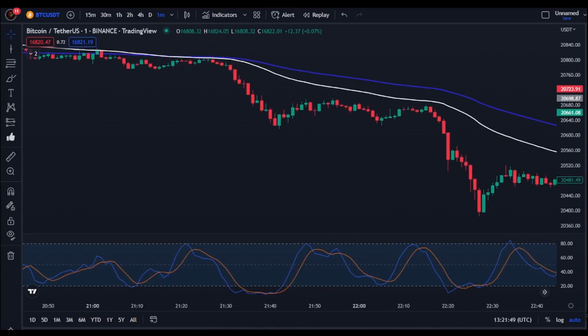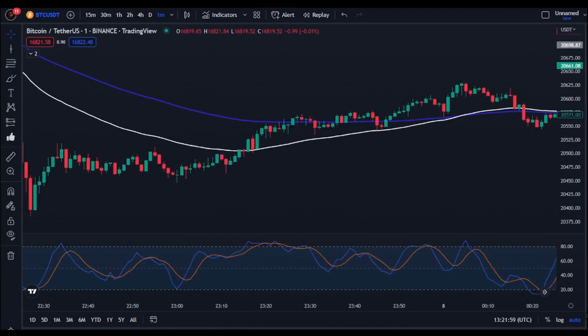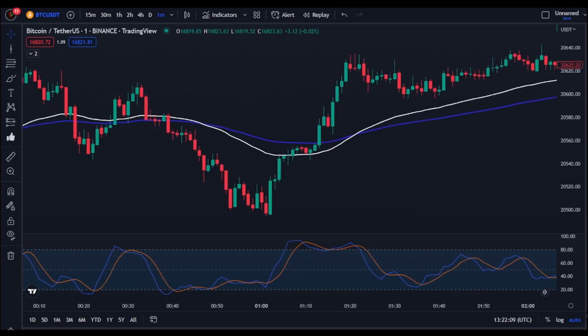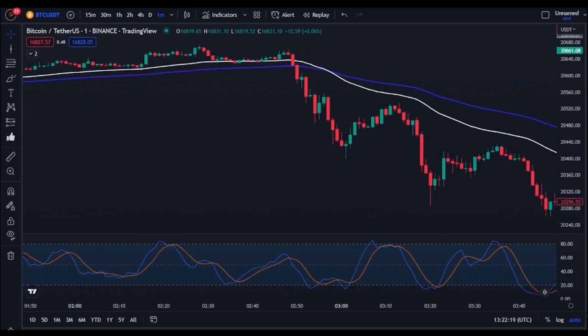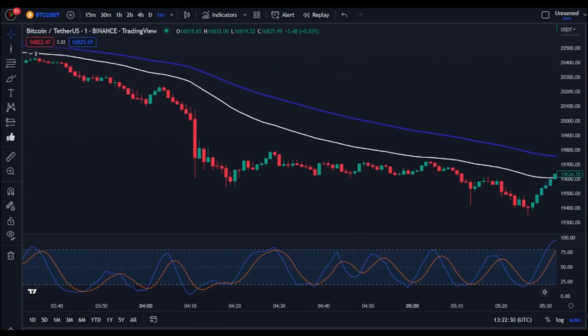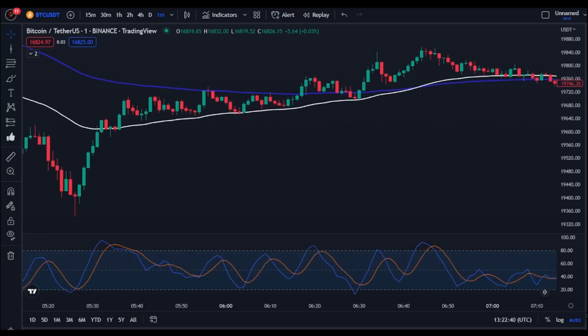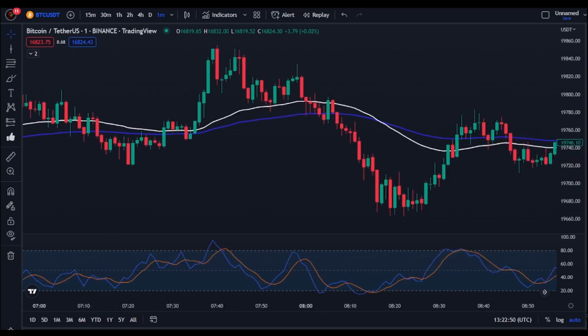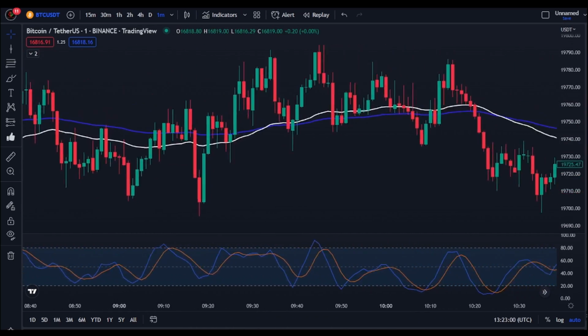Hello again, traders. For today's video, I will uncover to you a scalping strategy that will blow your mind. This trading strategy uses a combination of common indicators that is geared to make you profitable. So if you want to know more about this strategy, make sure to finish this video.